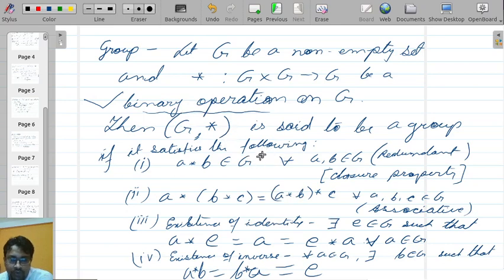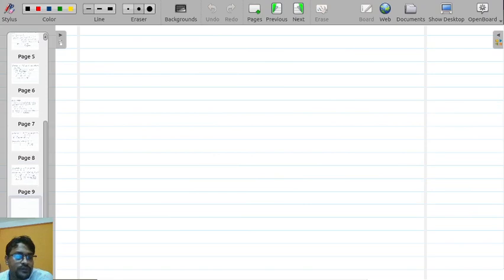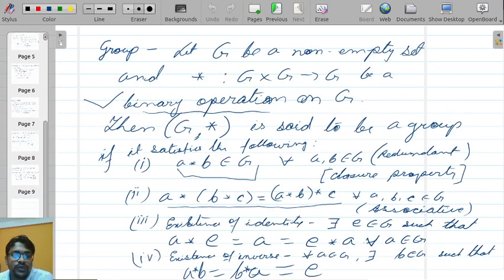So (G, star) is a group if it satisfies these properties: A star B belongs to G for every A and B in G. A star B, star C is same as A star, B star C, which means the brackets are not necessary. It is the associative property. Existence of identity says that there is an element E inside G such that A star E equal to A equal to E star A, for every A in G. And existence of inverse says that for every A in G, there is an element B in G which satisfies A star B equal to B star A equal to the identity element. So this is the definition of a group.